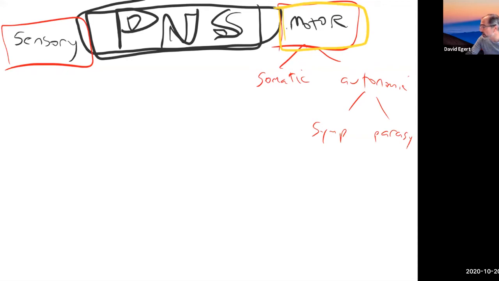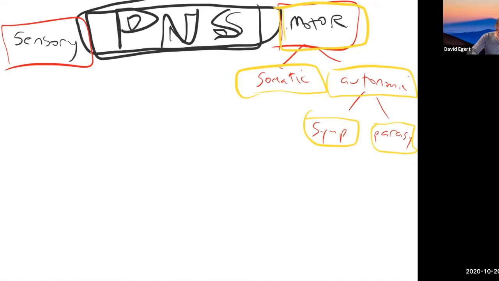It's 9 o'clock. I think we're going to be able to finish the motor right now. Sensory gets more complicated because each of the senses, special senses in particular, has a lot going on. But let's start with looking at the motor, and let's start by looking at the somatic division of the motor. And then we'll shift to the autonomic.